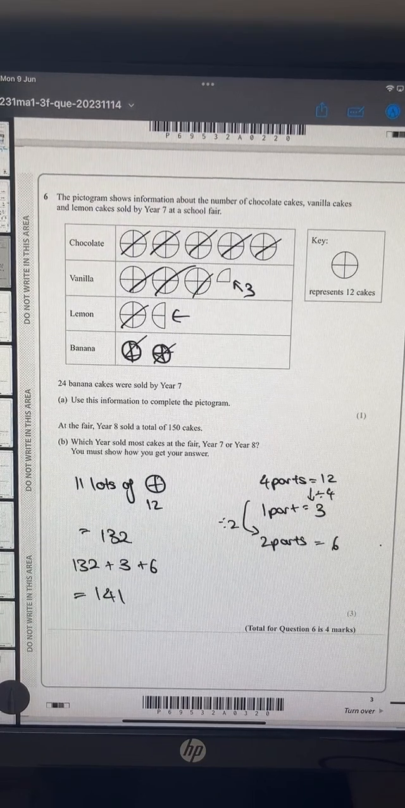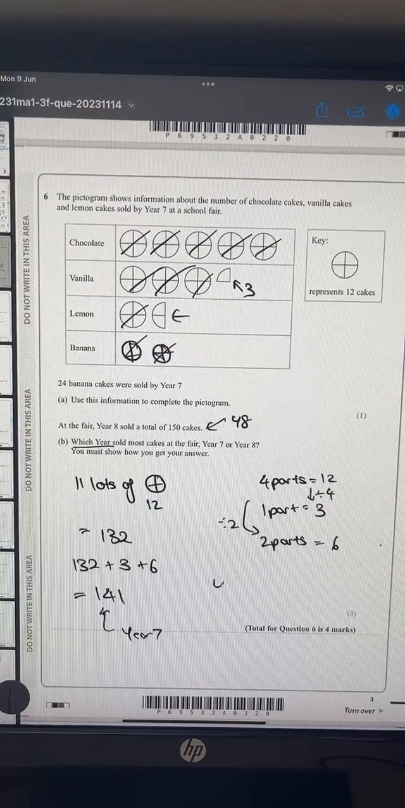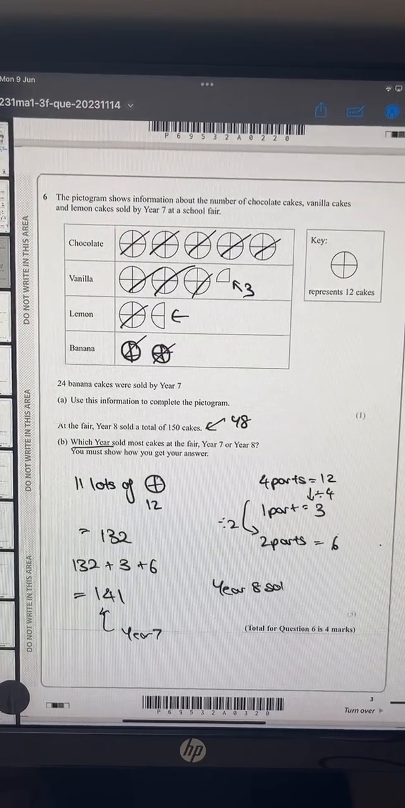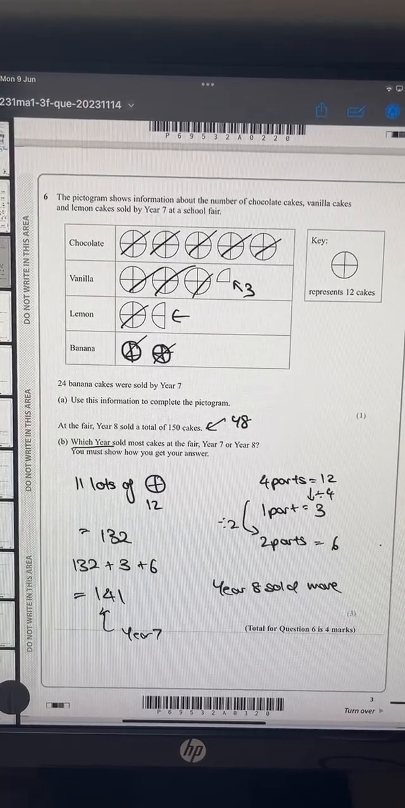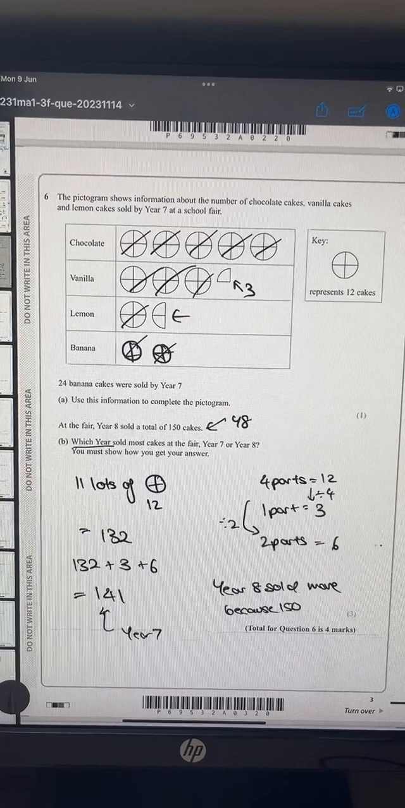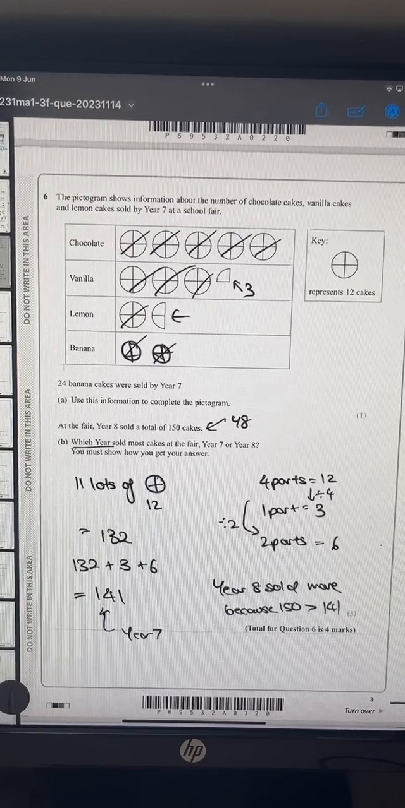So that is how many cakes year 7 sold. Have I answered the question yet? No. I just need to say which year sold the most cakes. Well, year 8 sold 150 cakes. So year 8 sold more. Why? Because 150 is greater than 141.